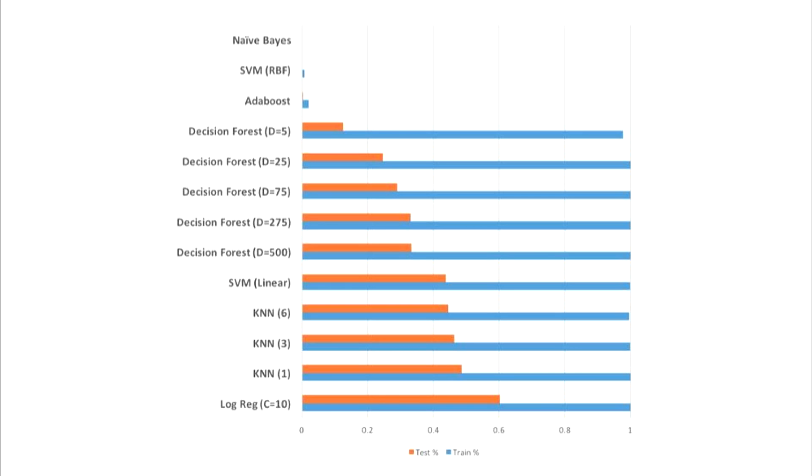You can see the graph here, the blue representing the percent accuracy on the training data, and you can see most of the algorithms had very high accuracy on the training data, the holdout set, but then when they were tested on the test data, most of them did decent, but then not as well as logistic regression.